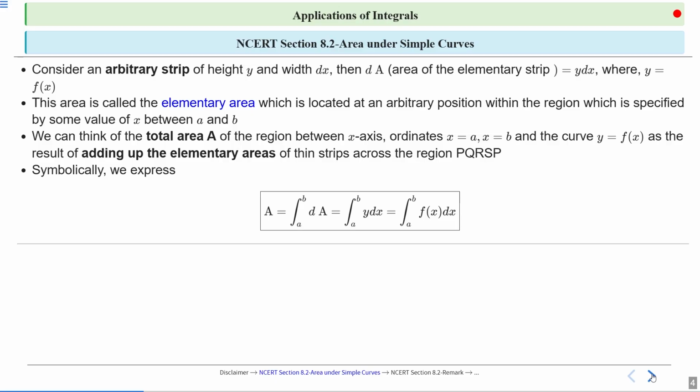So it can be written as definite integral from a to b y into dx, and now we write y as a function of x. So y is equal to f(x), so we get definite integral from a to b f(x) dx. So when we find this definite integral from a to b f(x) dx, that is equal to the area of the region PQRSP.